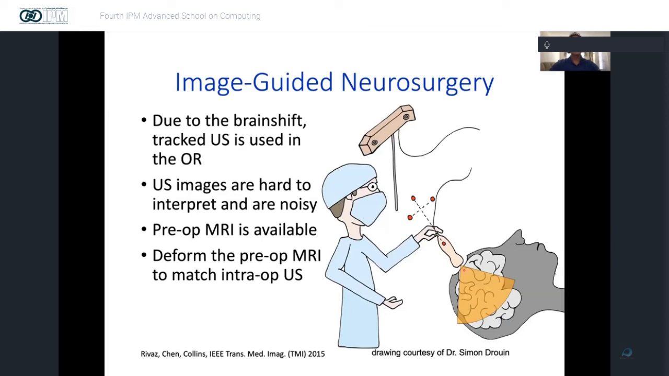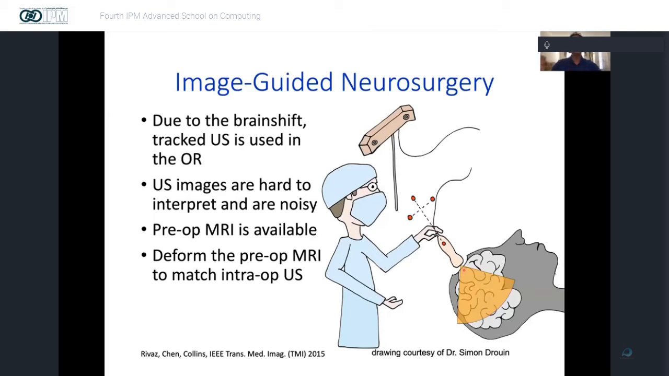So if a normal surgery takes 1 hour, if you want to do it under MRI guidance, it can take 5 hours. And that increase in the time of surgery can cancel the benefit that you gain from more precise surgery, right? Because often longer surgeries are associated with more side effects and more issues.